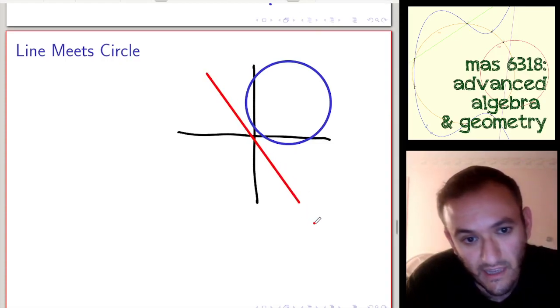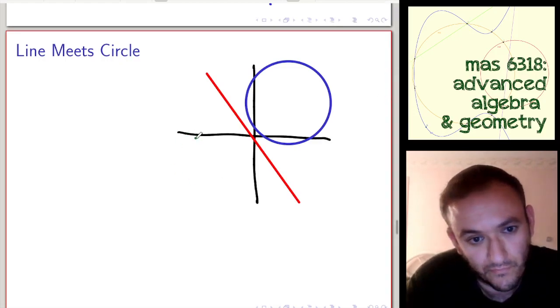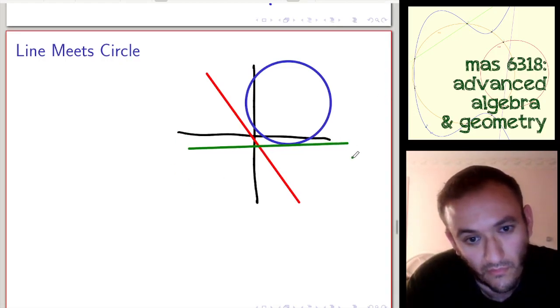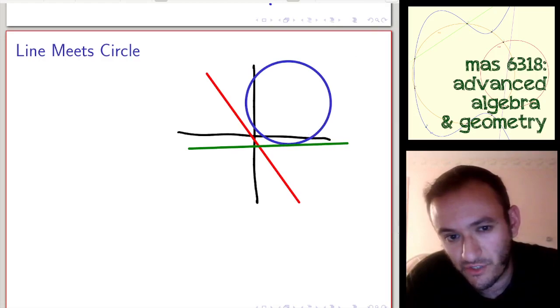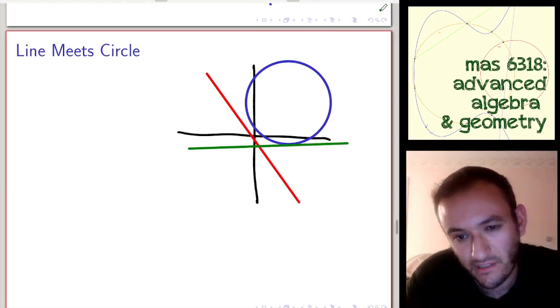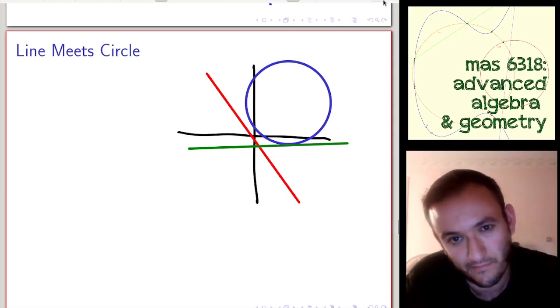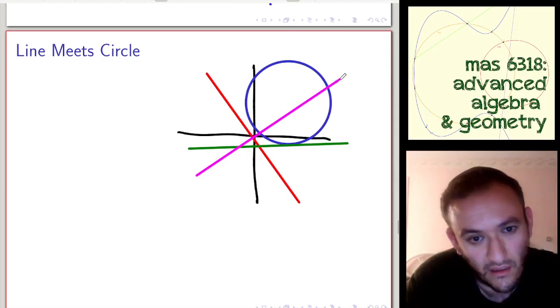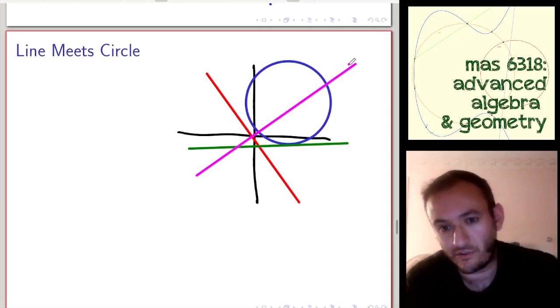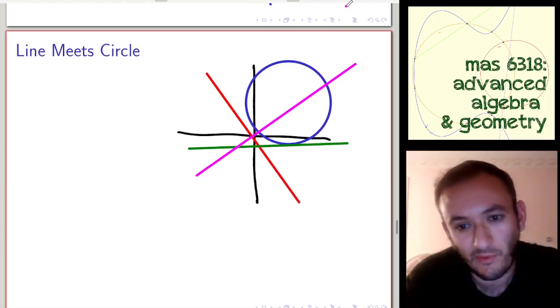So a few different things can happen. In the red line I just drew, there is no intersection with the circle. With this green line, there's exactly one point of intersection with the circle, but it's kind of a funny point. It doesn't just touch the circle, it kind of hugs it. And let's do one more, this pink line. This is an honest line intersecting the circle. It really cuts right through it.